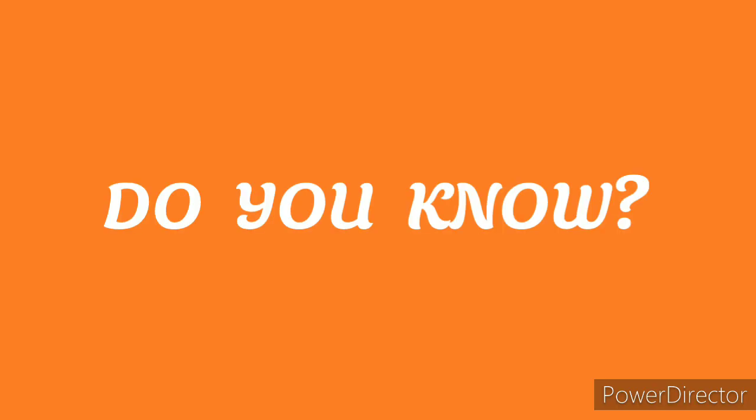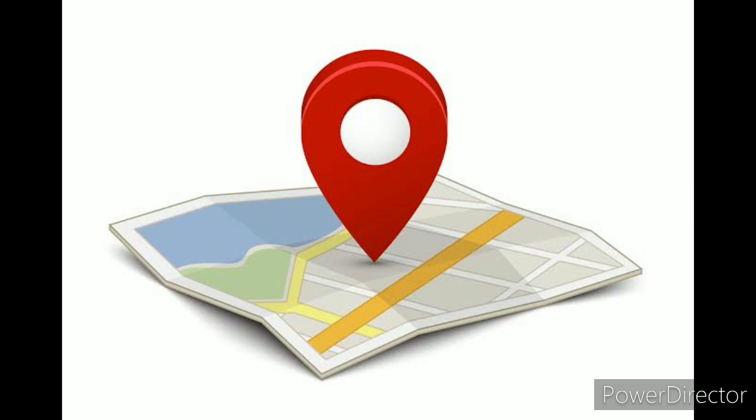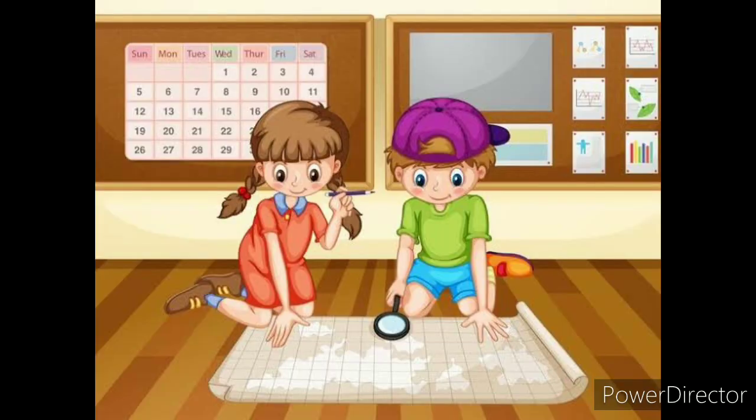Do you know? Directions are always parallel to the ground. That is why when we hold a map, we always hold it flat and parallel to the ground. This makes it easier for us to understand the map and the region.